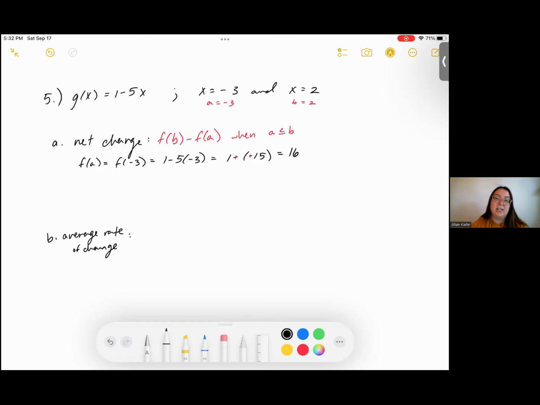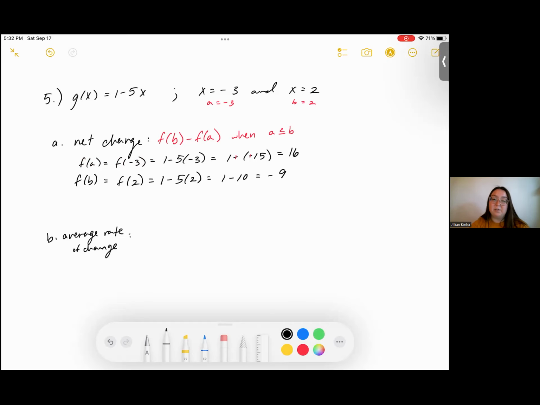Now we also want to find f of b. F of b is f of 2 in this case. So we're going to plug in 2. So we're going to have 1 minus 5 times 2. 5 times 2 is 10. So we have 1 minus 10, and 1 minus 10 is equal to negative 9.